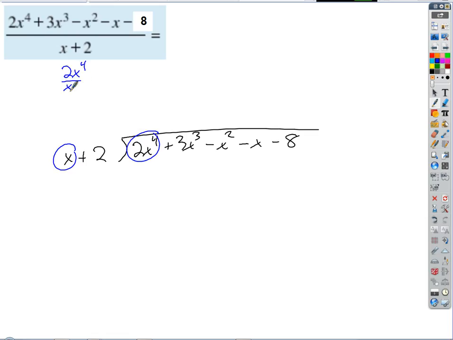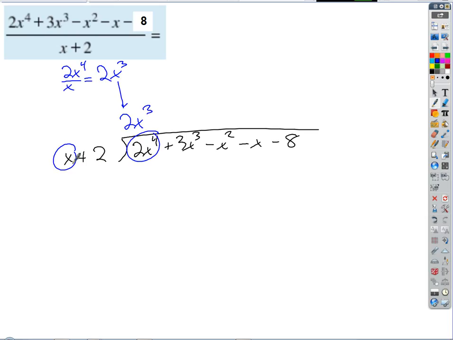So 2x to the fourth divided by x is what? 2, and then x to the fourth divided by x to the 1 is x cubed. So we get 2x cubed is the first term. Okay, now what do I do in long division? Multiply. So I'm going to multiply the 2x cubed. I'm going to distribute it to both parts of the polynomial out front. I have to multiply by the whole polynomial, which means distribute.